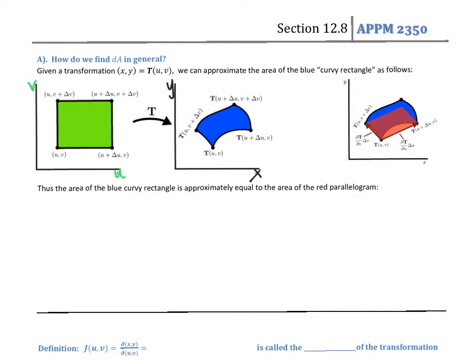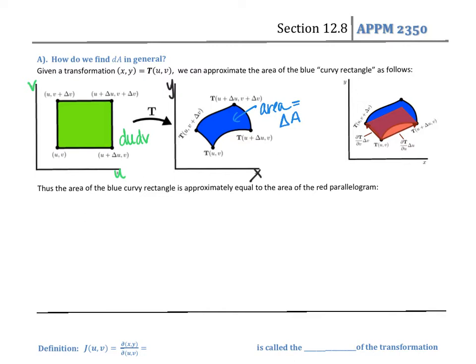So let's label some things here. We're going to call this area delta A. And this area over here, you can see the green area is just going to be DU, DV. And we'd like to find how we can relate these two.